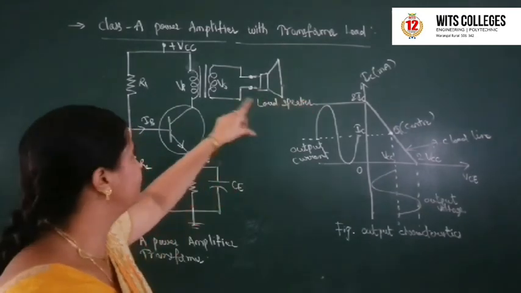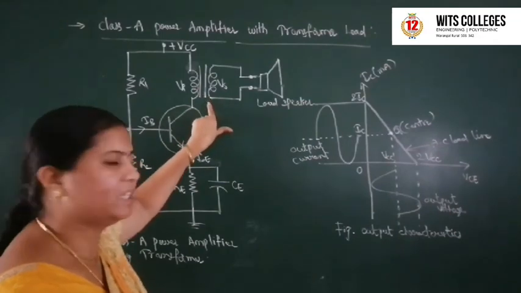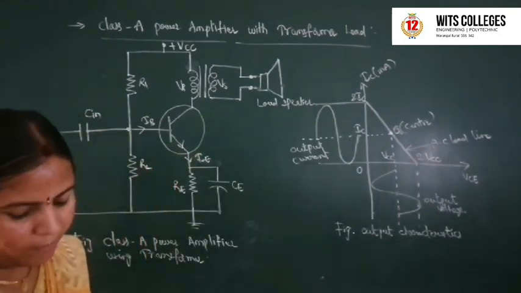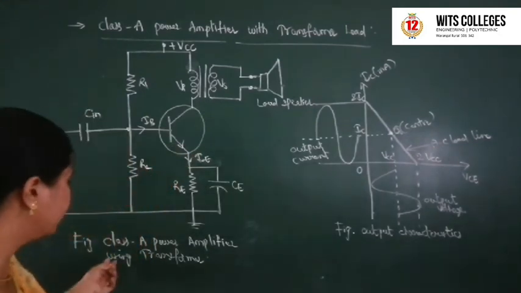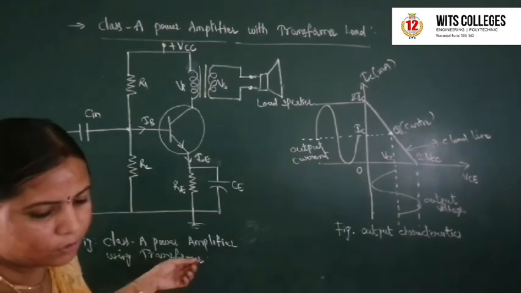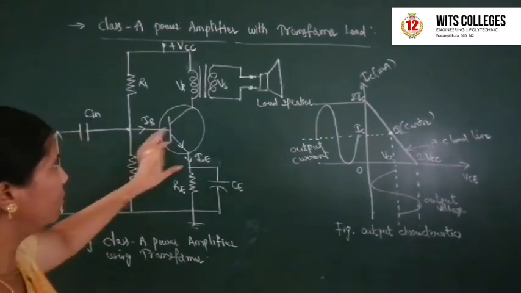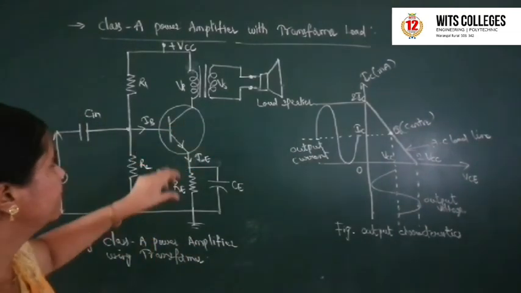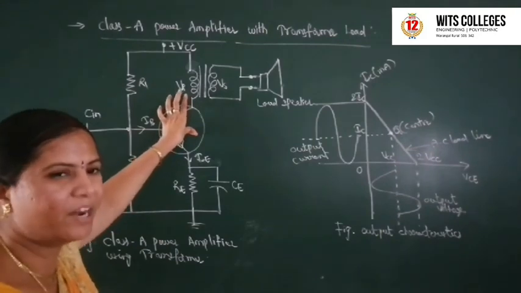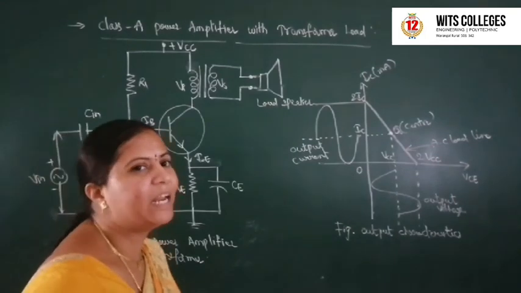Now we are using the transformer in place of the resistive load at the collector terminal. So this is the circuit diagram. Coming to the circuit diagram, this is the class A power amplifier using a transformer. In this figure, what is the use of the transformer here? Transformers are used to drive transducers like loudspeakers and antennas.